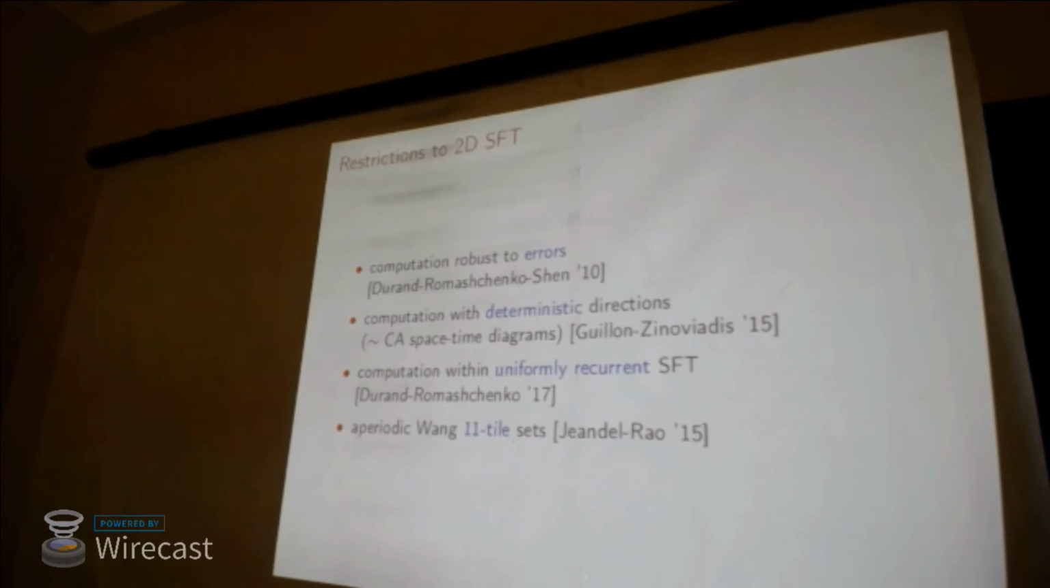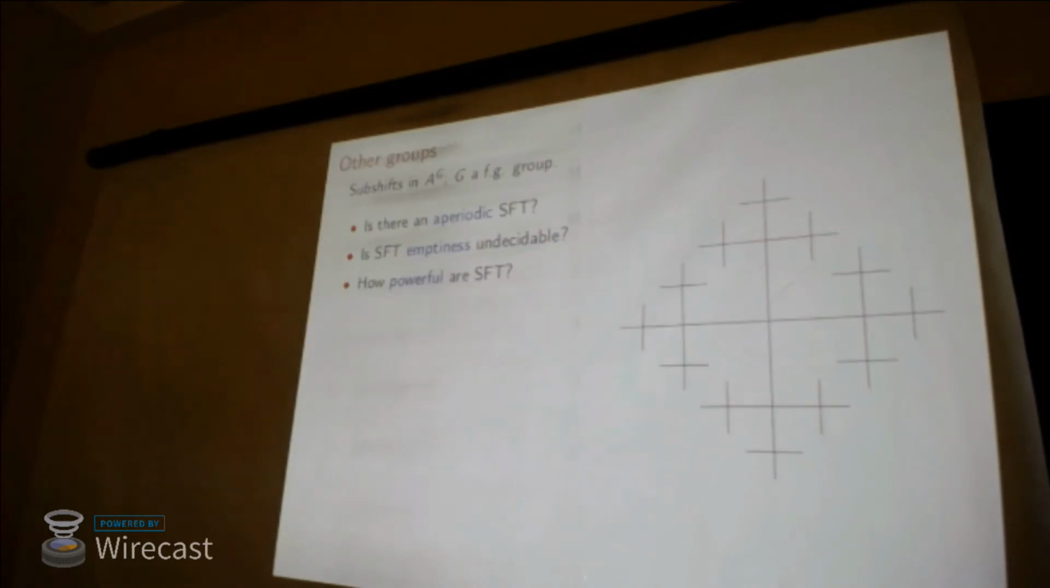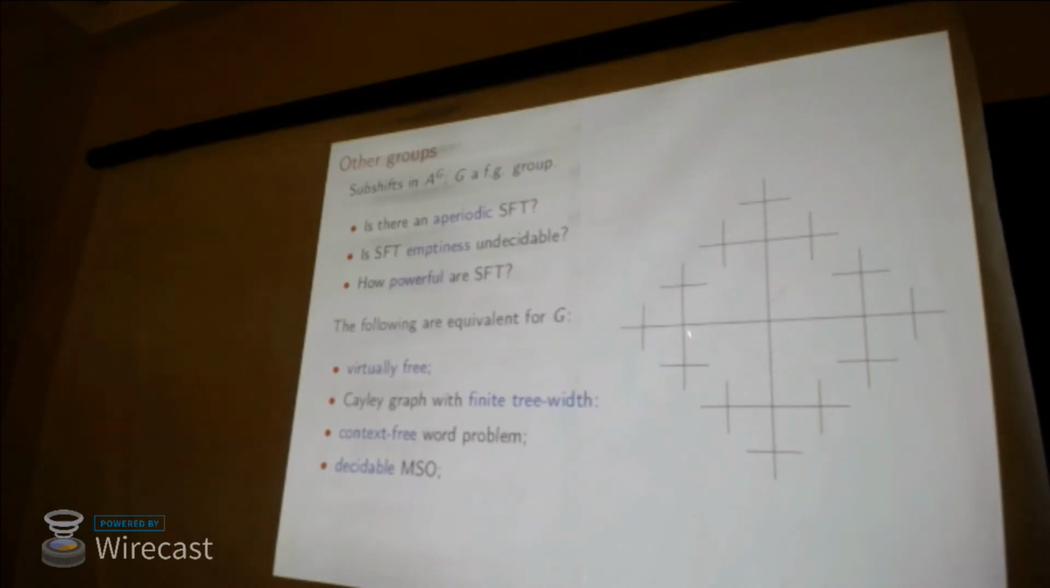Maybe, yes, I just have a question about what happens when you replace Z2 by any other group. So here, maybe not the free group. The free group, basically, I know what happens. In the free group, everything is decidable. Everything in the monadic second order logic will be decidable. And the same for virtually free groups, which means a free group up to some finite index subgroup.